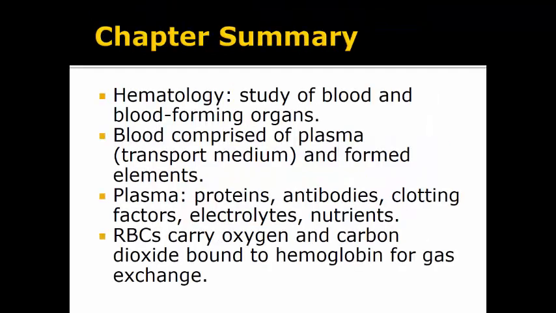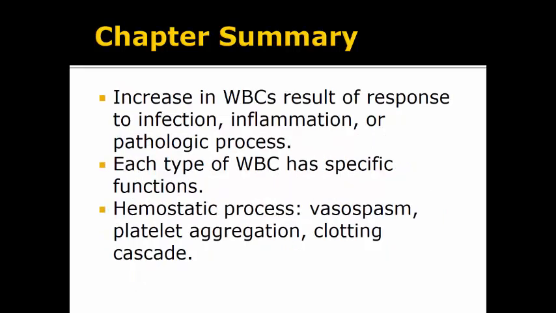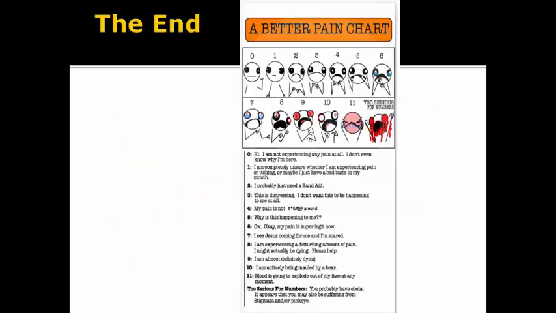Right, so hematology is the study of the blood and blood-forming organs. The blood is made up of your plasma and formed elements. Plasma holds your proteins, antibodies, clotting factors, electrolytes, nutrients. Red blood cells carry oxygen and carbon dioxide. An increase in white blood cells occurs as a result of your response to infection, inflammation, or a pathological process. You've got a bunch of different types of white blood cells that all have specific functions. Your platelets are going to help with clotting.